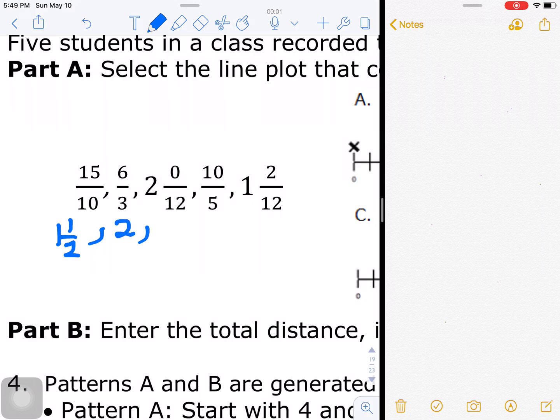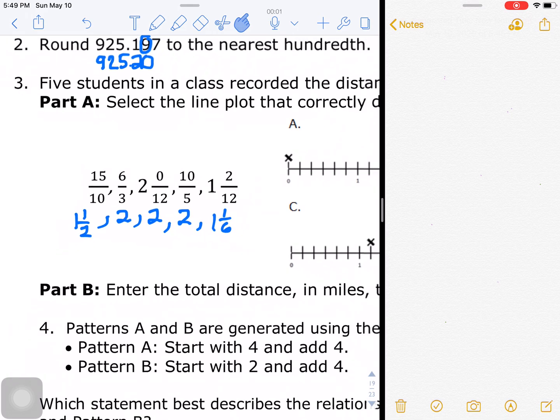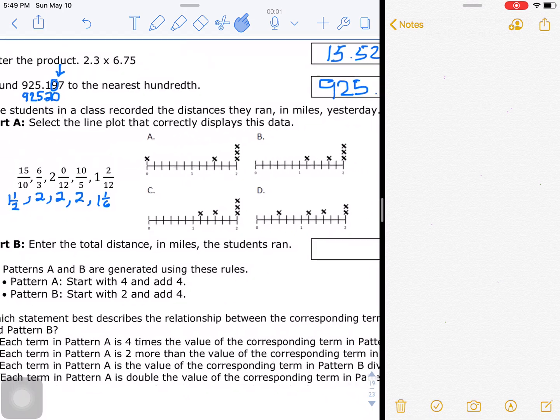2 0/12 is rounded to 2. 10/5 is rounded to 2. And 1 2/12 can be simplified to 1 1/6 because 2 goes into both 2 and 12. So let's go ahead and look at our line plots.